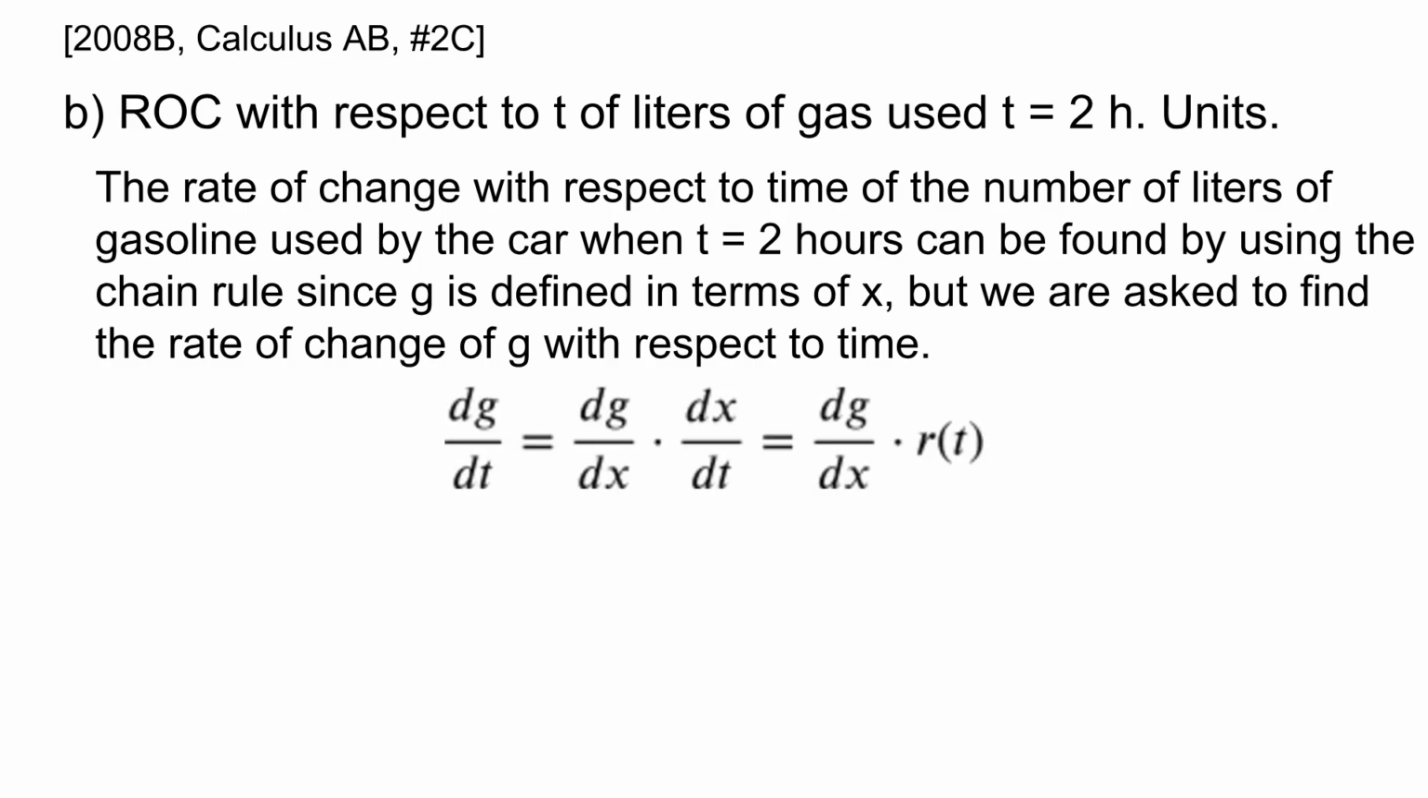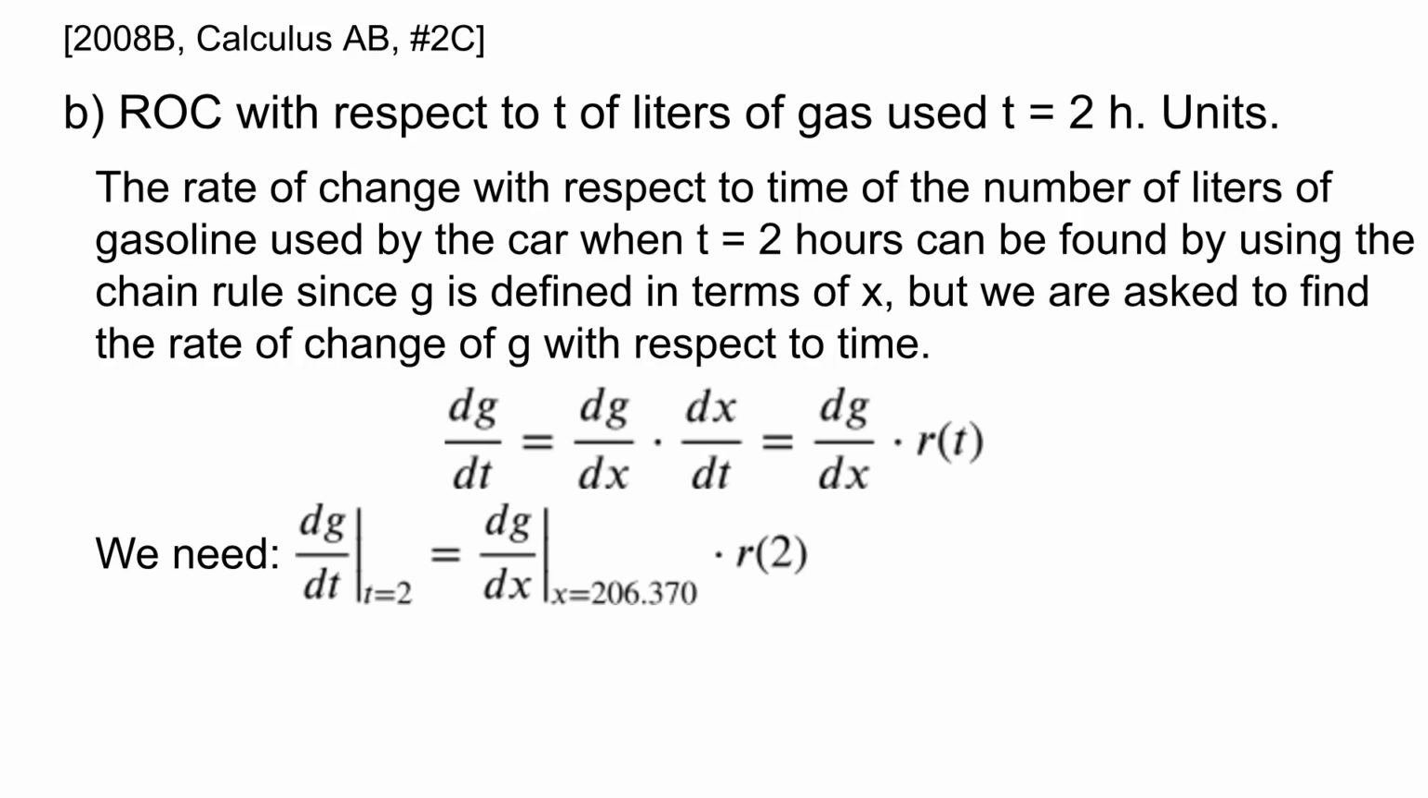So if we set this up, we want to find dg dt. By the chain rule, that's going to be dg dx times dx dt, which is dg dx times r of t, since r of t is dx dt. So what we need to find is dg dt at t equals 2, which is dg dx when x is 206.370, the value we found in part A, times r of 2.